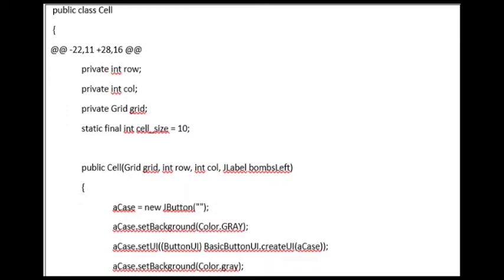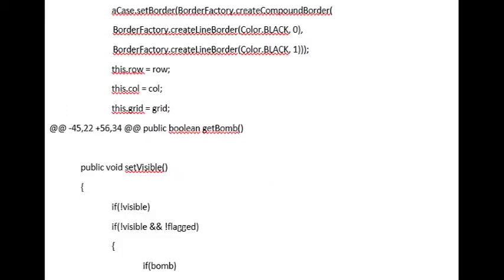which is to construct the grid, the row and column, including a JLabel, which is to define the bombs left. As we can see, we set the case equal to new JButton, which is to create the button, and we also set the other definitions of the game, which are the background and the basic button to create the case. We also use setBorder to create a line border. Then we set the color and the size. We use this method to call it back.